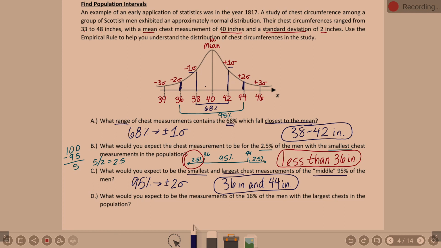Oh, yeah. Never mind, I got it. Now, I will say there's probably a couple of different ways we could talk about D, so I'll be interested to hear what ways you start to see it. D asks us, what would you expect to be the measurements of the 16% of the men with the largest chest in the population? Now, we can kind of think of this like B. There is a similarity here, just different placements.